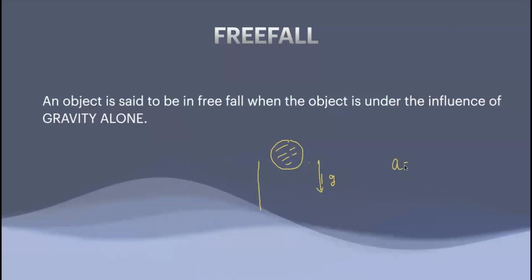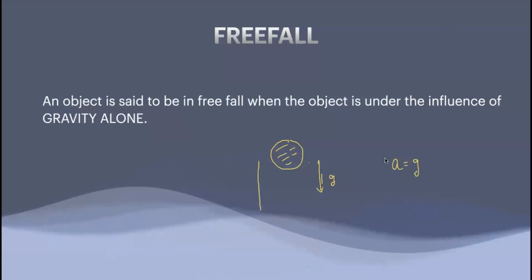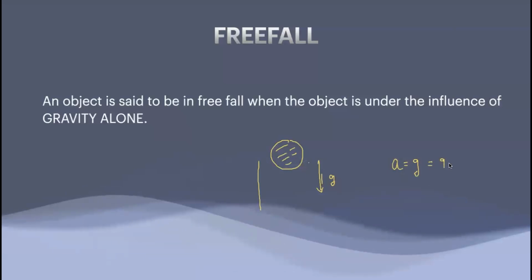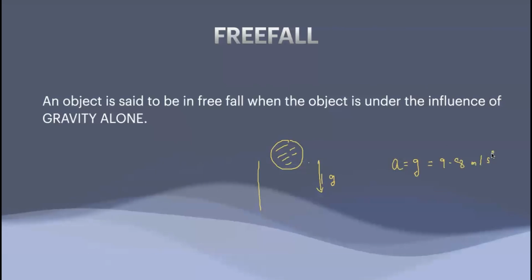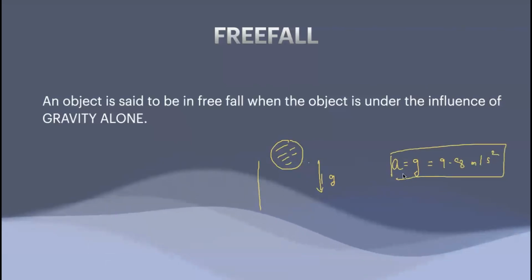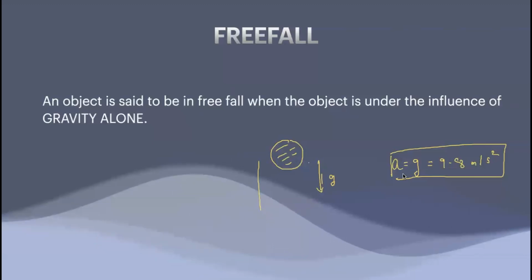Basically, what this means is that the acceleration of the ball is g, which is 9.8 meter per second square. So basically, it just means this. The acceleration of the ball is equal to gravity. So when is an object said to be in free fall? Only when the acceleration of the ball is equal to g. Is this clear? Tell me.